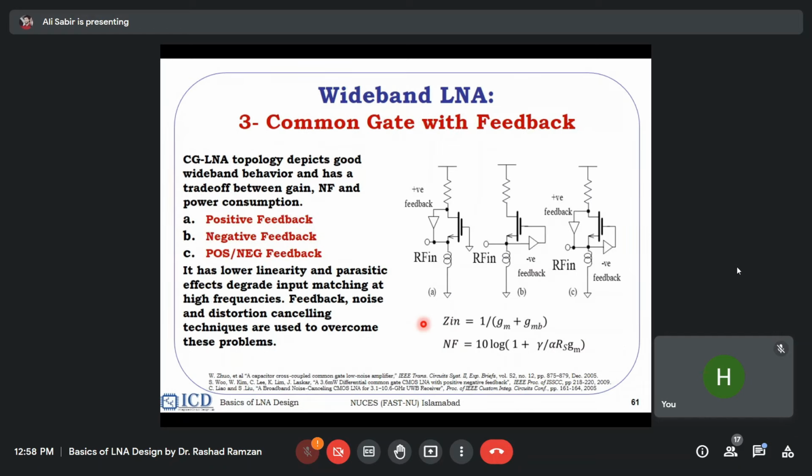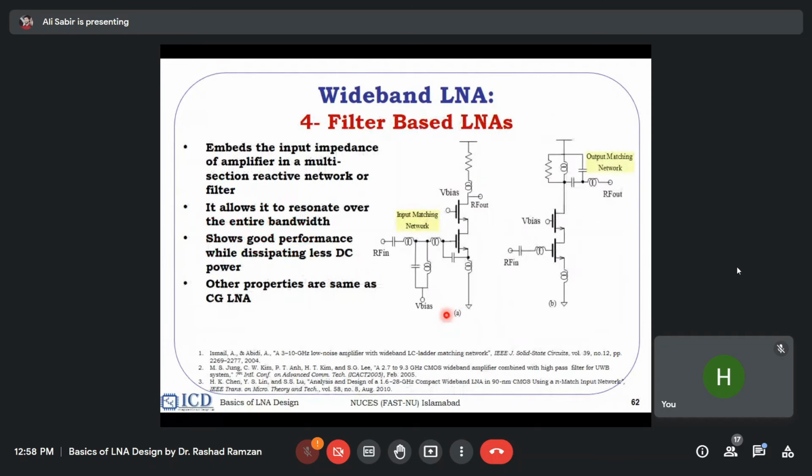Then common gate LNA, as I mentioned, in this case the gate is common, and we are looking from the gate source terminal, and we see a 1 over gm, and that's how we get Zin equal to 1 over gm plus 1 over gmp. If this expression is equal to 50 ohm, we will get a matching. Then filter based LNA: instead of putting the matching from the common gate, we put different kinds of filters, and then we can get a wideband response from the filters, and those filters are designed in such a way that they have a wideband.